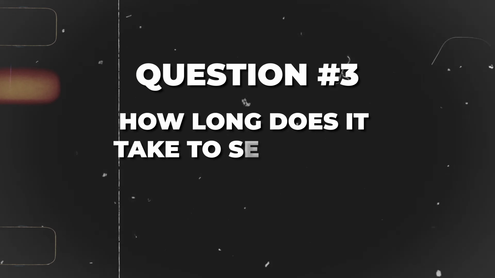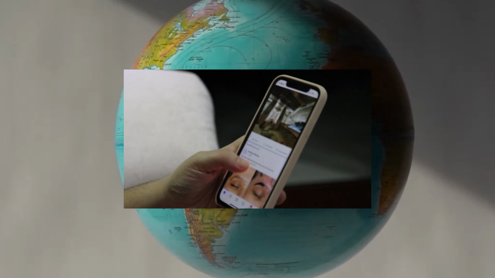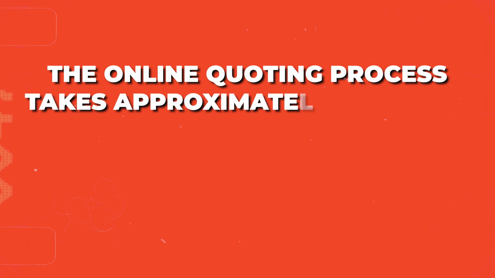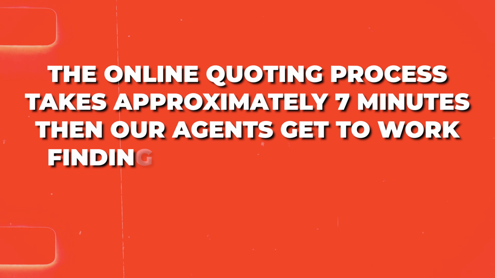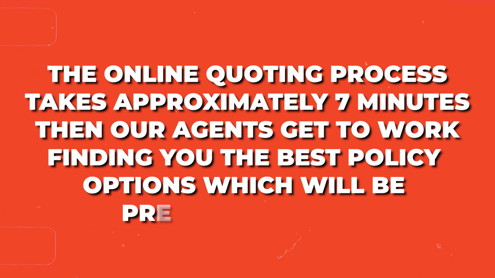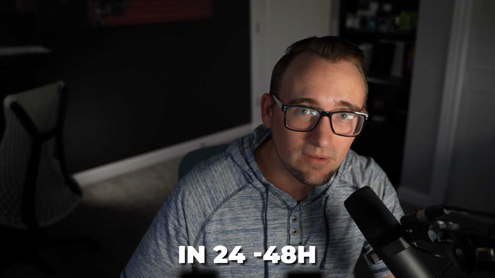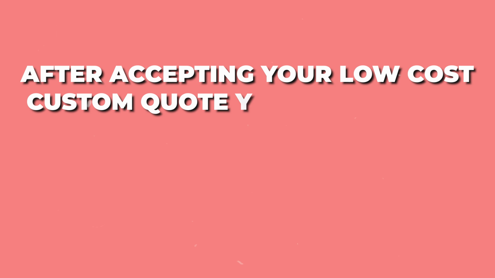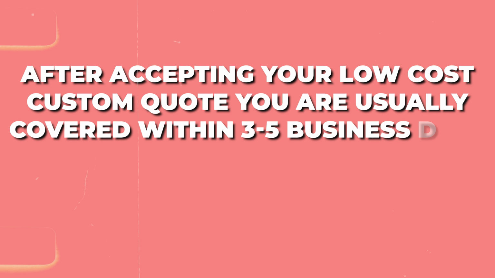How long does it take to set this up? People are busy, and in an instant gratification world, we want to ensure that we are telling people exactly what to expect. For the insurance agency, once again, this is a little bit hard, but I'm thinking something like the online quoting process takes approximately 7 minutes. Then our agents get to work finding you the best policy options, which will be presented to you in 24 to 48 hours. Let's add one more sentence about actually what the accepting of it looks like. So after accepting your low cost custom quote, you are usually covered within 3 to 5 business days.